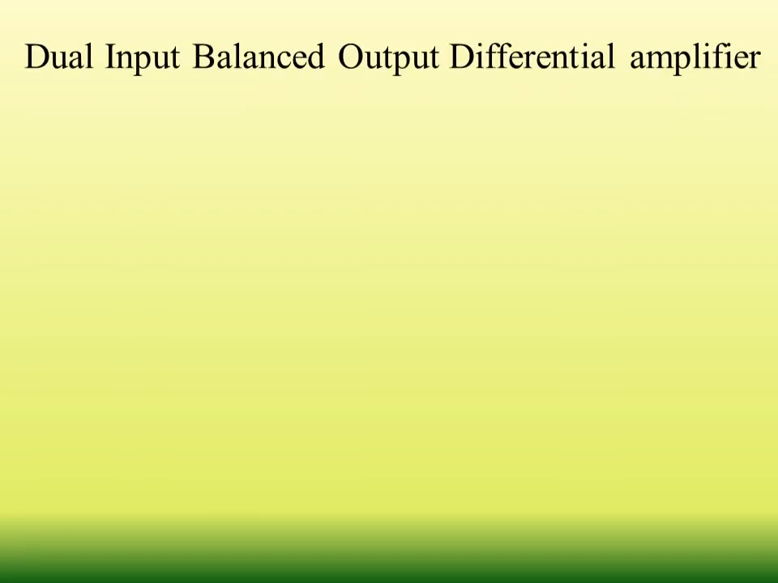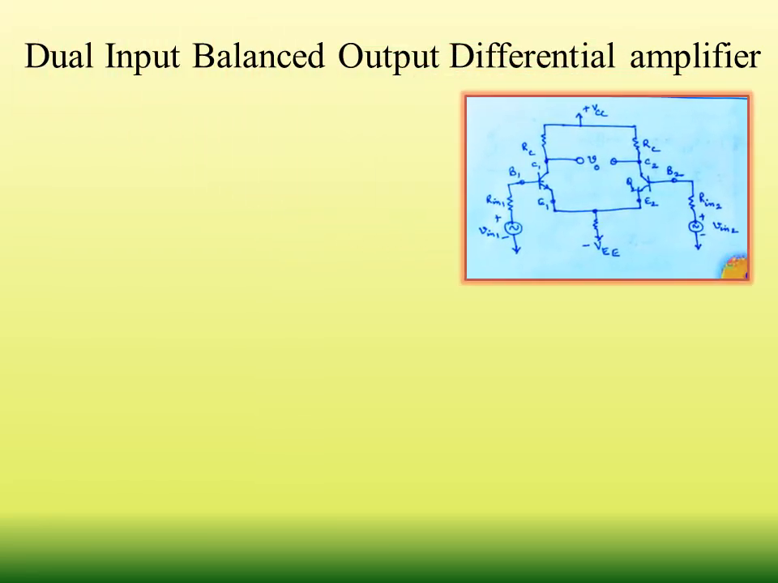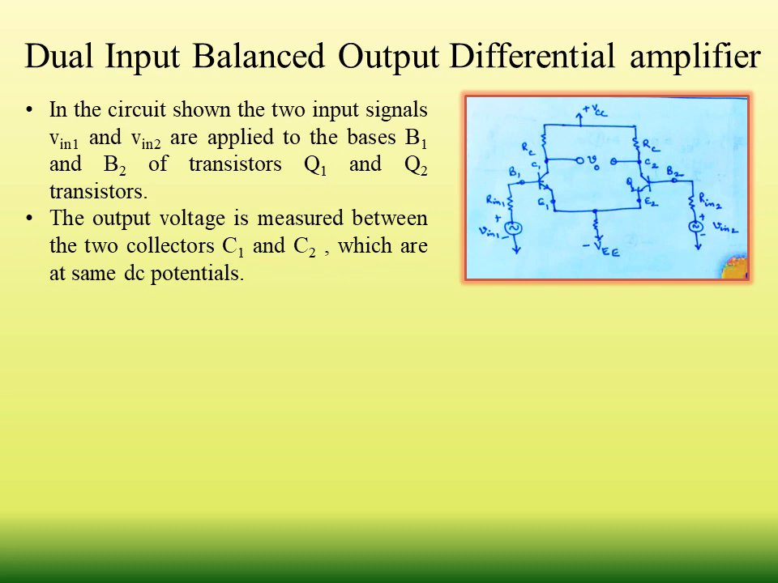Now in this lecture we will discuss the AC analysis of dual input balanced output differential amplifier. First we again see the circuit diagram of dual input balanced output differential amplifier. In this circuit there are two input signals VIN1 and VIN2 that are applied to the bases B1 and B2 of the transistors Q1 and Q2, and output voltage is measured between the two collectors C1 and C2 which are at the same DC potential.